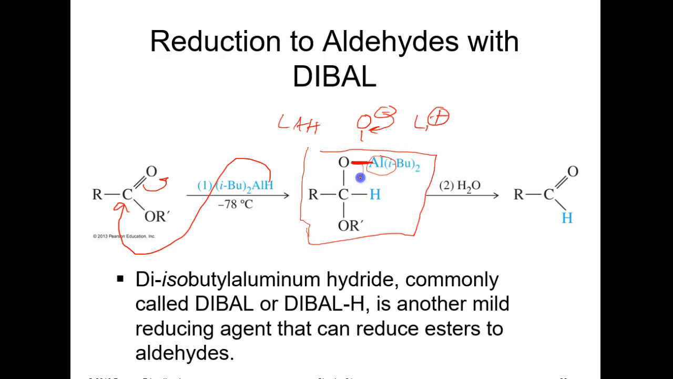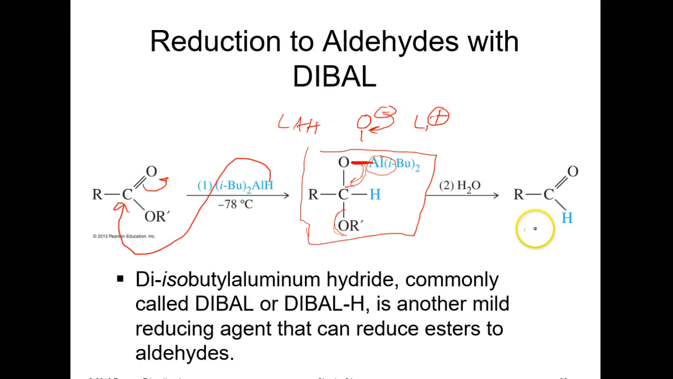It does not pop back down and kick out the RO group and keep hydriding. It stops here. And then as soon as you add acid, or water, that's when it drops down and kicks out the OR group. But in the presence of water, you no longer have any hydrides left. Okay, so you can't keep going. LAH would otherwise take this aldehyde and keep going to the alcohol, but we no longer have any more hydride, so we can't do it.